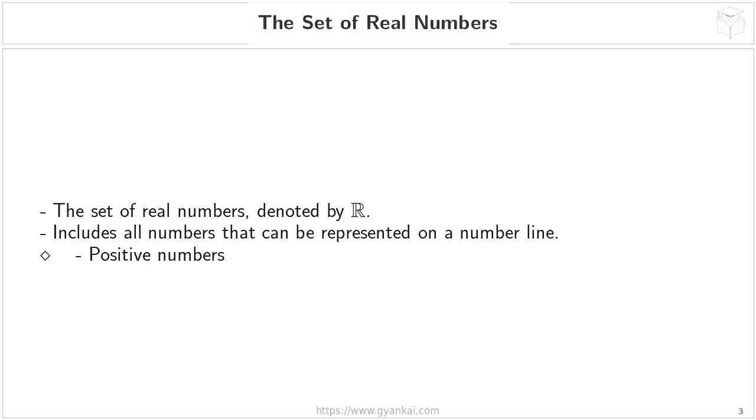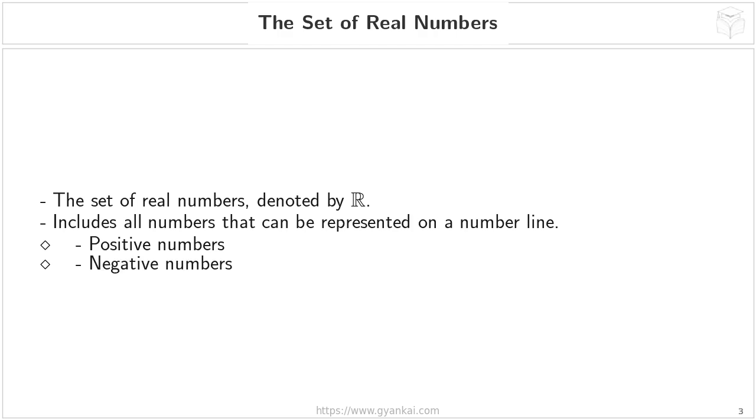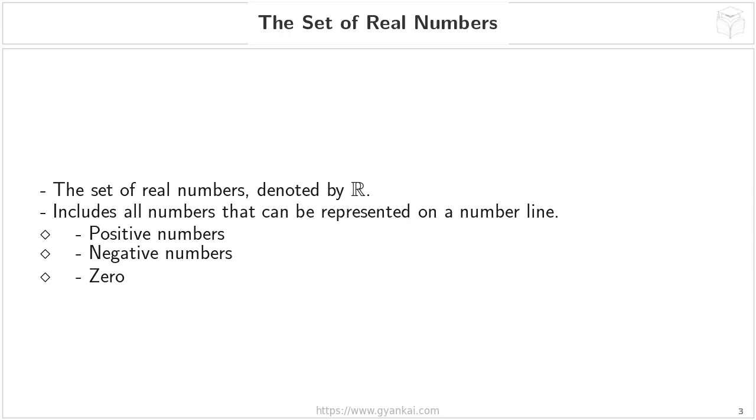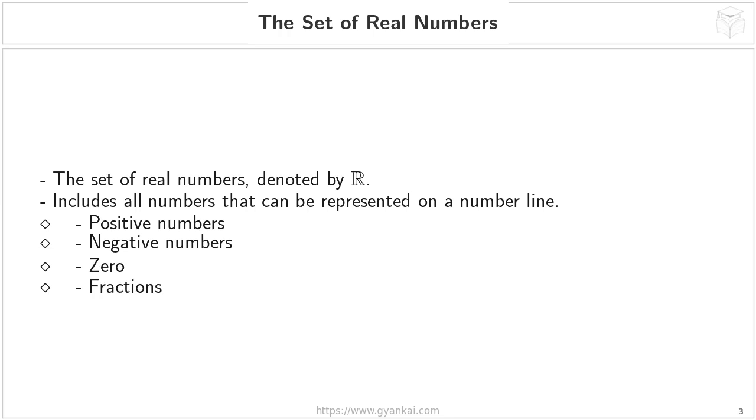Think about a number line. What kinds of numbers live on that number line? Well, you've got positive numbers, numbers greater than 0, like 1, 2, 3, and so on. You've also got negative numbers, numbers less than 0, like -1, -2, -3, and so on. And right in the middle, we have 0. But it doesn't stop there. The real numbers also include fractions. Things like 1/2, 3/4, -2/3, any number that can be expressed as a ratio of two integers.